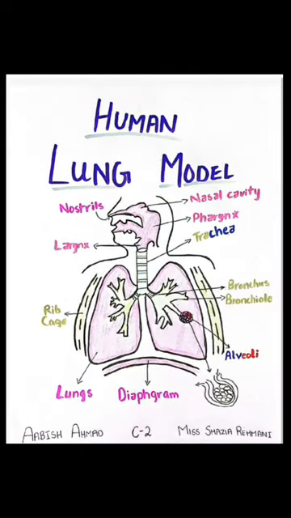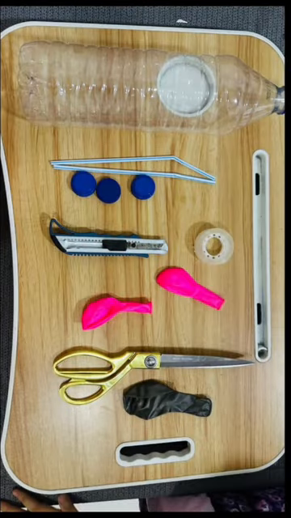Here's a cool fun fact before we move on. Our lungs can hold about 6 liters of air, but we only use a fraction of that during normal breathing. Now let's check out the hands-on part of my project, a working model of the lungs.